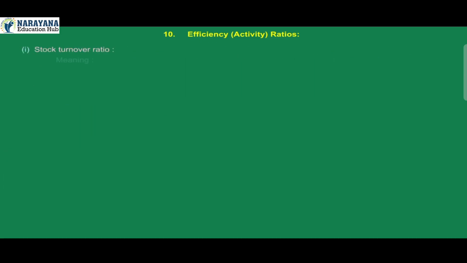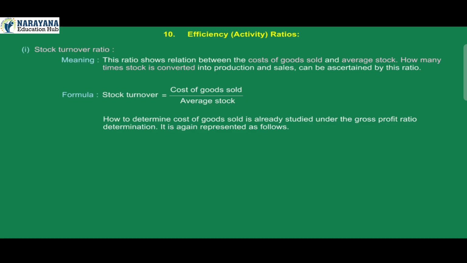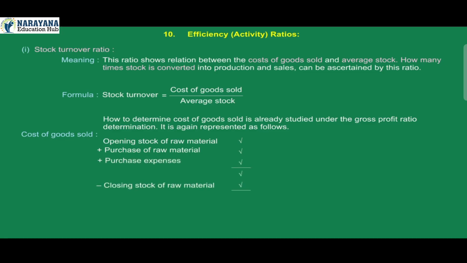1. Stock turnover ratio. Meaning: this ratio shows the relation between the cost of goods sold and average stock. How many times stock is converted into production and sales can be ascertained by this ratio. Formula: stock turnover is equal to cost of goods sold divided by average stock. How to determine cost of goods sold is already studied under the gross profit ratio determination. It is again represented as follows: cost of goods sold: opening stock of raw material plus purchase of raw material plus purchase expenses minus closing stock of raw material, gives cost of goods consumed, plus wages plus factory expenses.